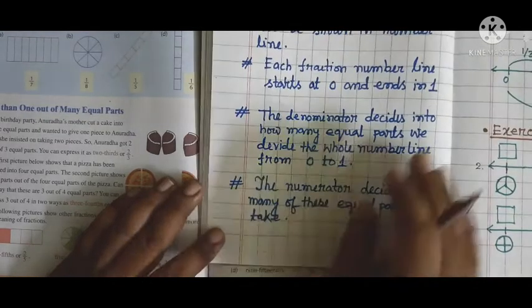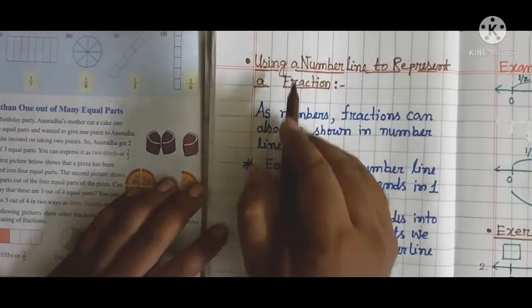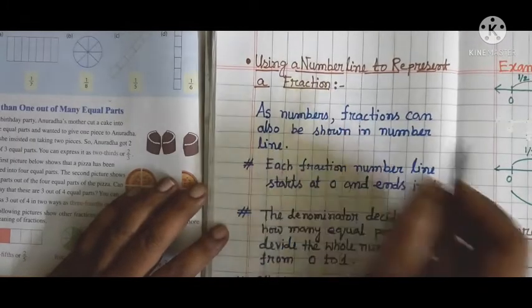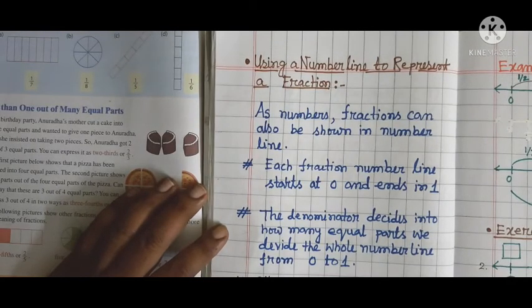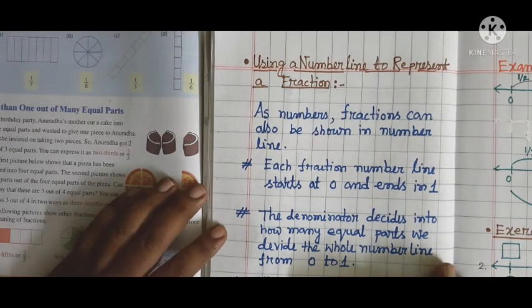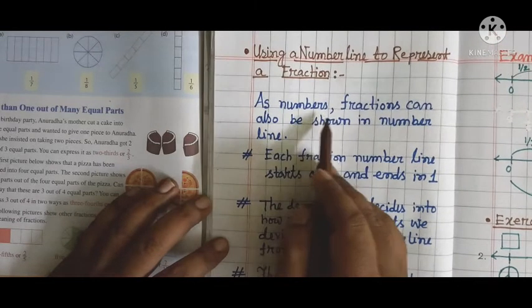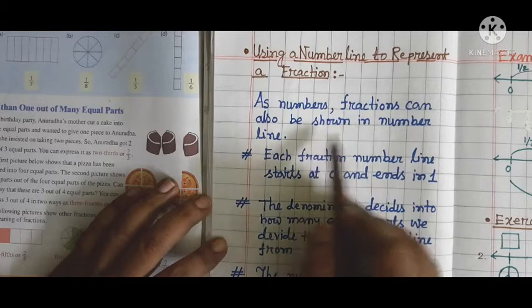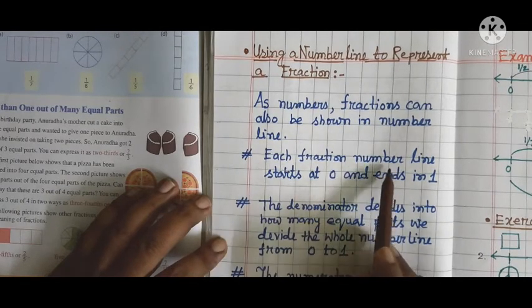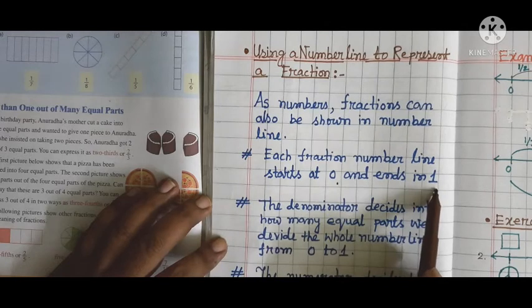Okay, next we learn about the number line, and how a fraction is represented in a number line. As numbers, fractions can also be shown on a number line. Each fraction number line starts at 0 and ends at 1. The denominator decides into how many equal parts we divide the whole number line from 0 to 1.